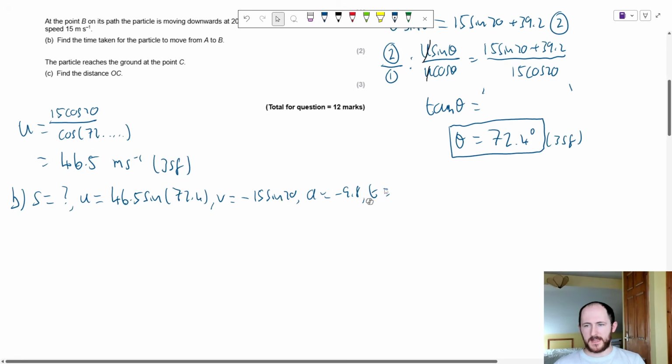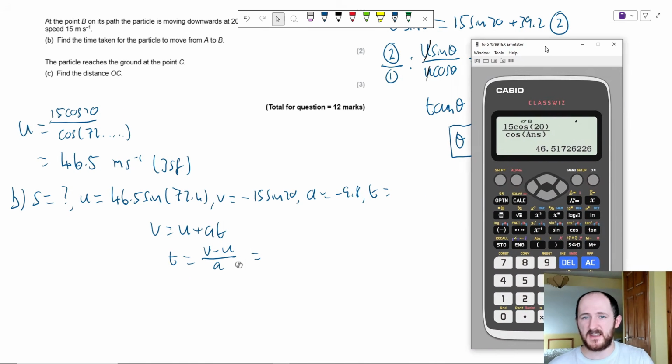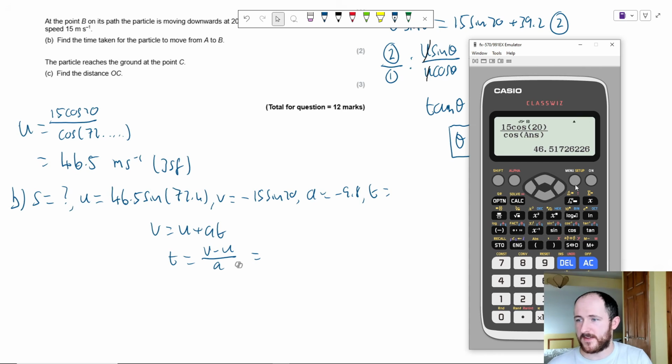So U, V, A, and T, it's the exact same equation from before. V equals U plus AT. So T is equal to V minus U over A. Substitute that in, and we get our answer. And again, for 2 marks, really? That kind of sucks. Fair enough.